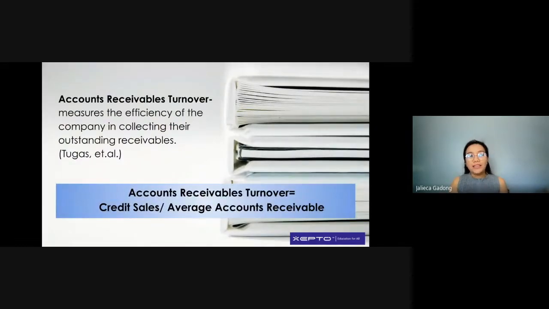So when we talk about receivables turnover, it assesses how efficient the company is in collecting its accounts receivables. All right. So the formula that we're going to use for this type of ratio would be credit sales divided by average accounts receivable. So when we talk about credit sales, these are your sales, but your customers haven't paid you yet. So they have purchased your products on account or on credit.